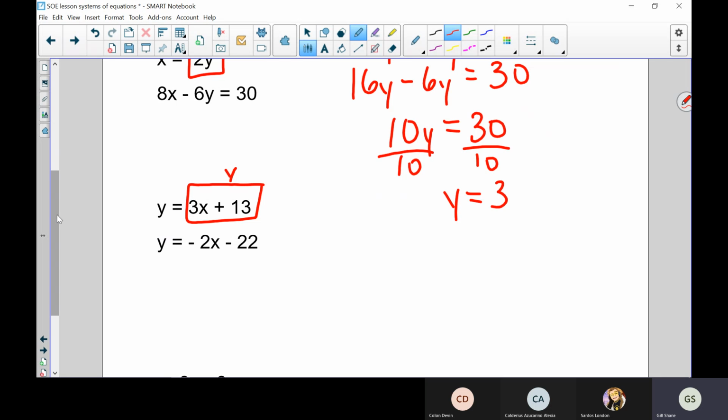I know that all of this right here is the same thing as y. Well, then I'm going to go to the other equation and I'm going to replace that y.